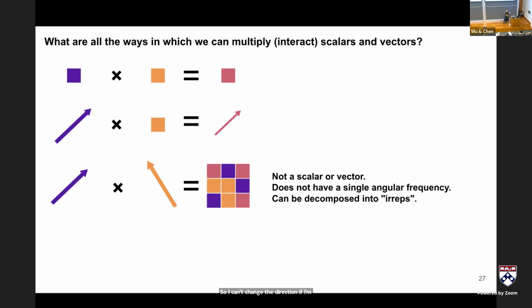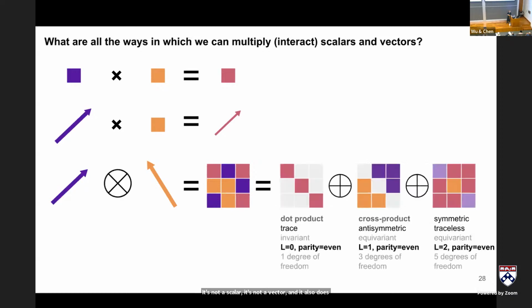If I take two vectors, the most general operation is the outer product. It produces a 3x3 matrix. It's not a scalar, it's not a vector, and it also does not have a single angular frequency. It's actually composed of multiple irreps, which we have here. You may also wonder, well, that's not the only way I could interact vectors. I could have also done dot products and cross products. Those are actually contained within the outer product.